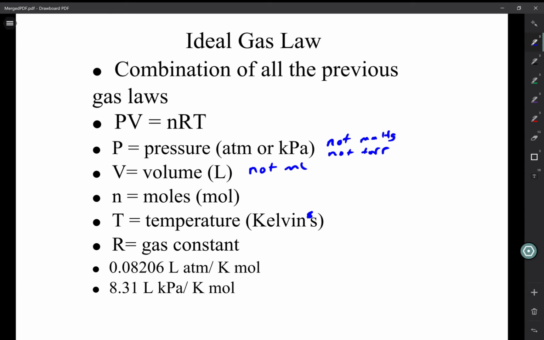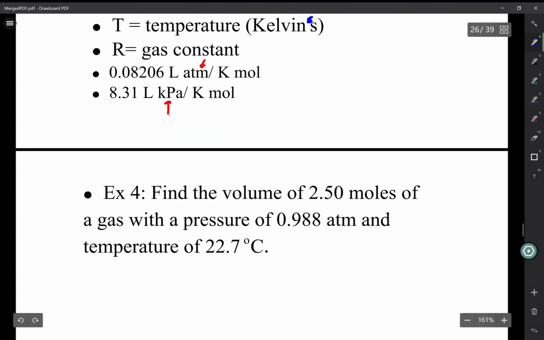And now, if you notice between the two, you kind of wonder, okay, which one should I use? If you look, you'll see kPa here, and here you have atmospheres. So if your pressure is in kPa, use 8.31. If your pressure is in atmospheres, use 0.08206. If it's in millimeters mercury or torr, convert it to either atmospheres or kPa, whichever one you want to do. So that's the equation. Now we're going to try an example.